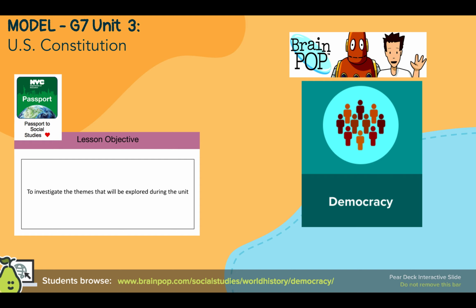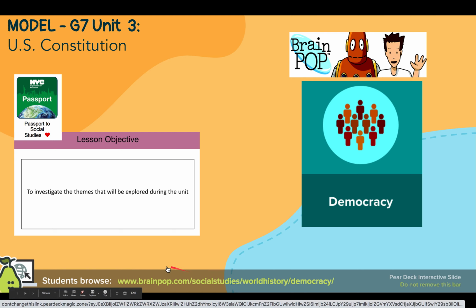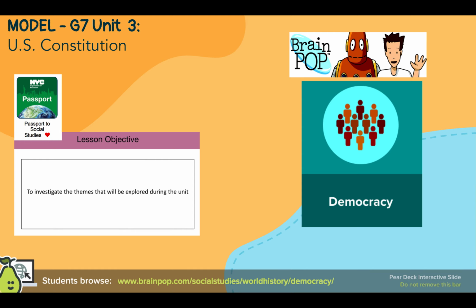If you use the Pear Deck resource in your slides, you can always add a website link at the bottom of your slides using Pear Deck. And Pear Deck is a great resource for whether you're teaching remote or in person. It just allows students to interact with the slides. But in BrainPOP, the video is called Democracy.